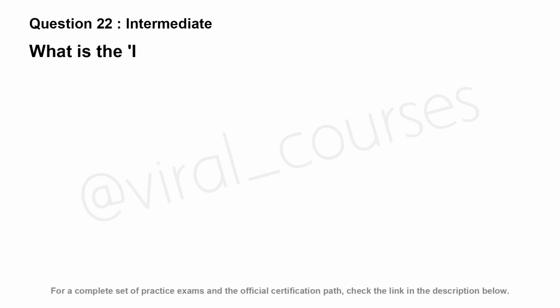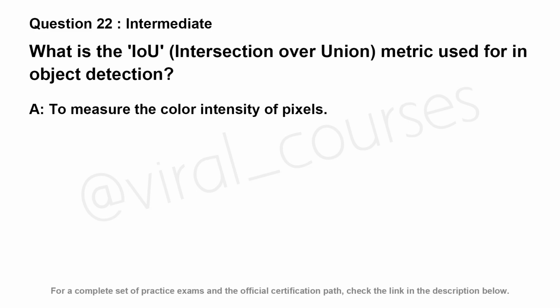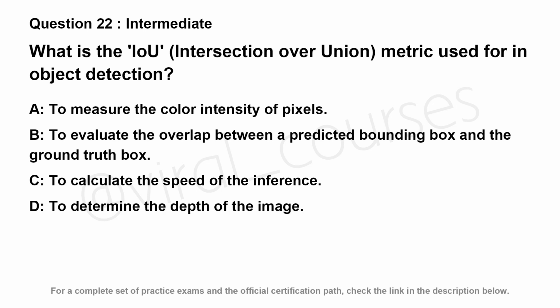What is the IOU, intersection over union, metric used for in object detection? Option A, to measure the color intensity of pixels. Option B, to evaluate the overlap between a predicted bounding box and the ground truth box. Option C, to calculate the speed of the inference. Option D, to determine the depth of the image.